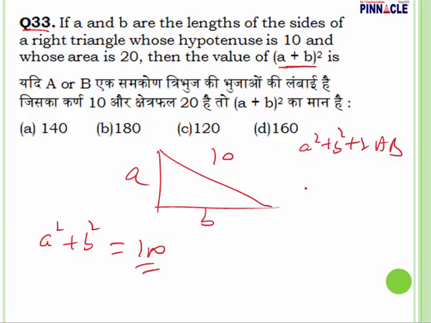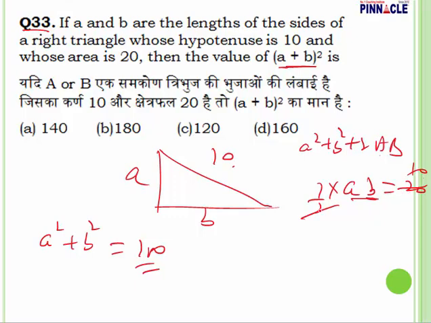Now, as you know, 1 by 2 into A into B is equal to 20, because the area is given. In other words, AB is equal to 10, so 2AB would be 20. A square plus B square is 100, so 100 plus 20 is 120.